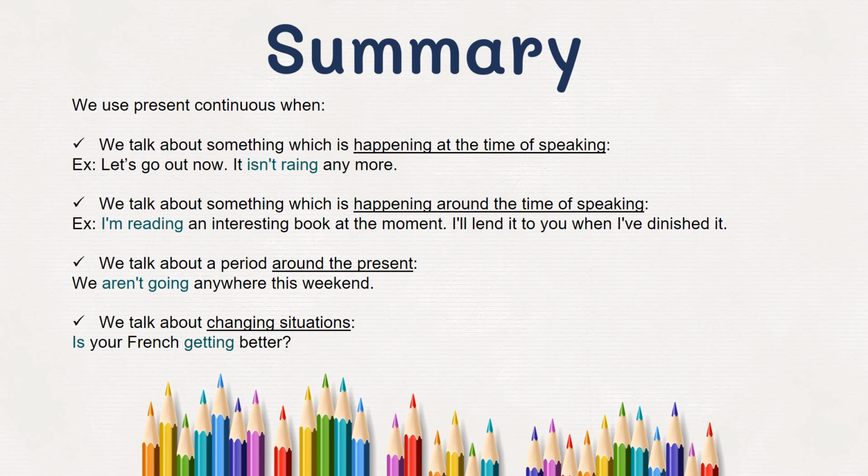There are few ways to use the present continuous. When you are talking about something at the time of speaking, when you are talking about things that are happening around the time of speaking, when you're talking about something around the present moment, or you just have a changing situation. In all these ways, you could use the present continuous tense.